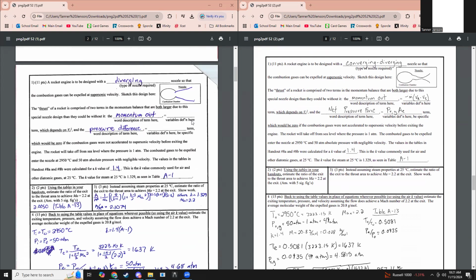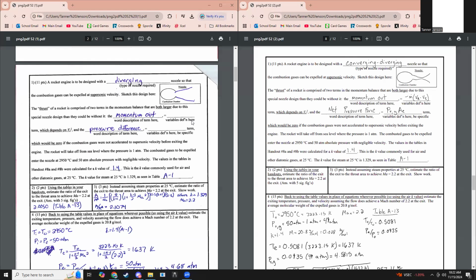For the thrust, the two terms that I had were correct descriptions. I had the momentum out and the net pressure force, otherwise known as pressure difference. Just during the exam, I didn't revisit the variables in time. So I defined the variables here, which was the mass flow rate times the relative velocity, which is velocity of the rocket minus the velocity exiting. And then the net pressure force was the pressure exiting in gauge times the area of the exit.